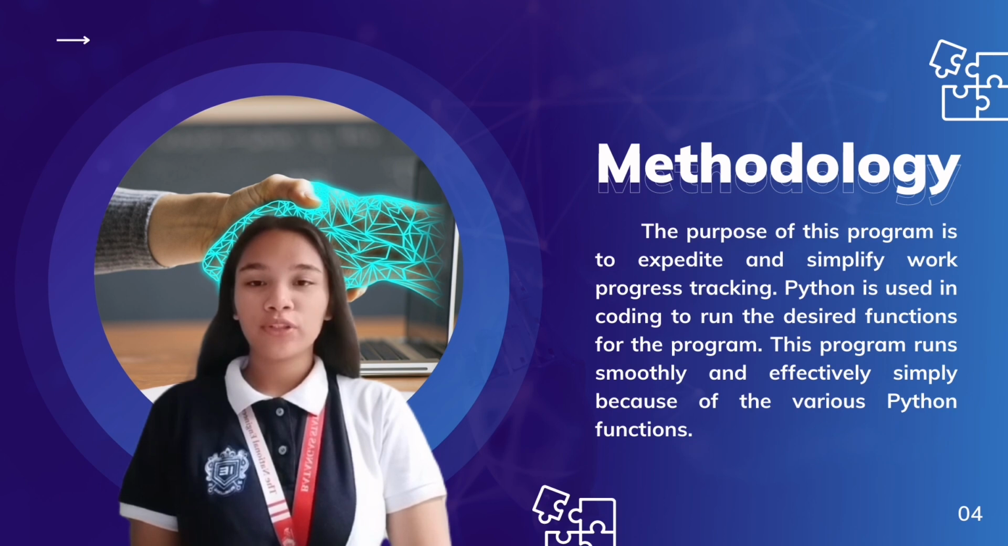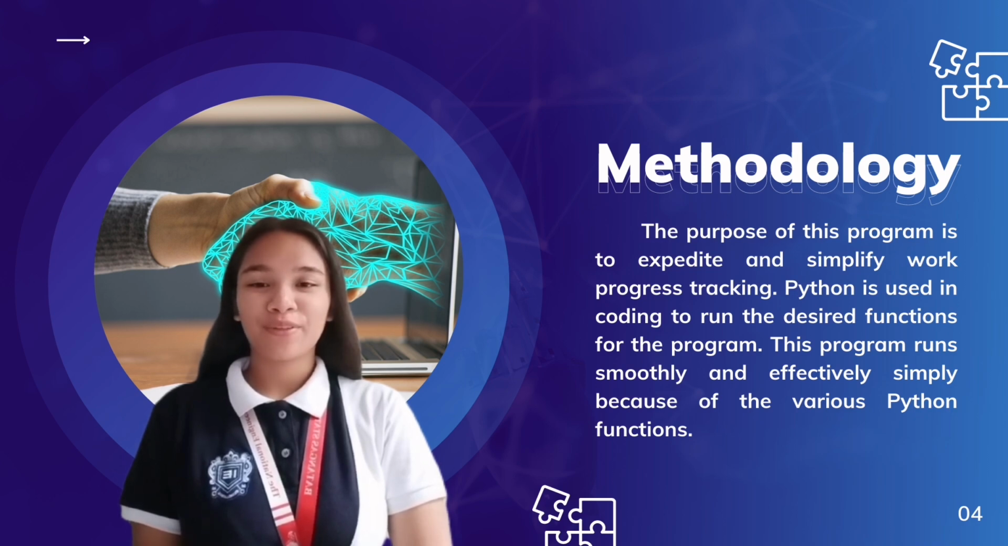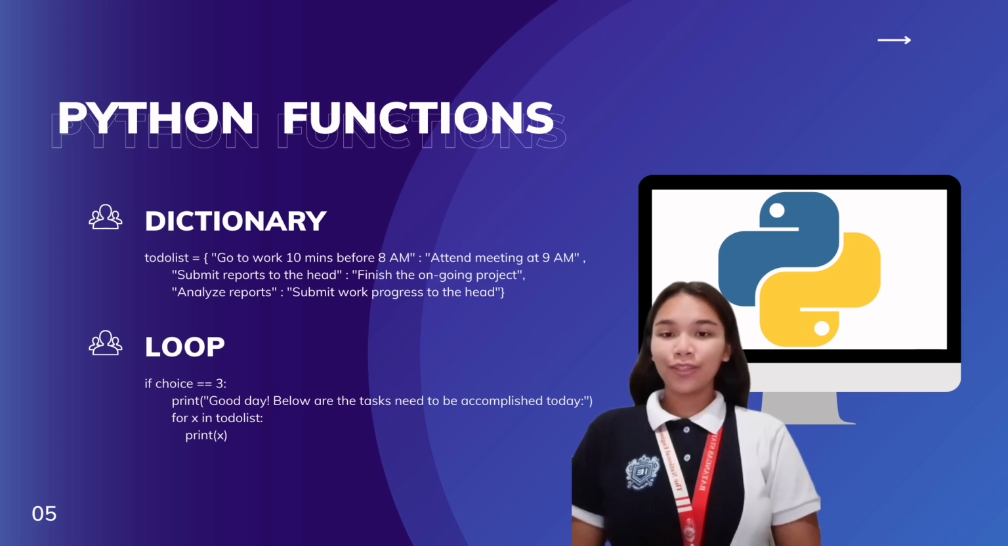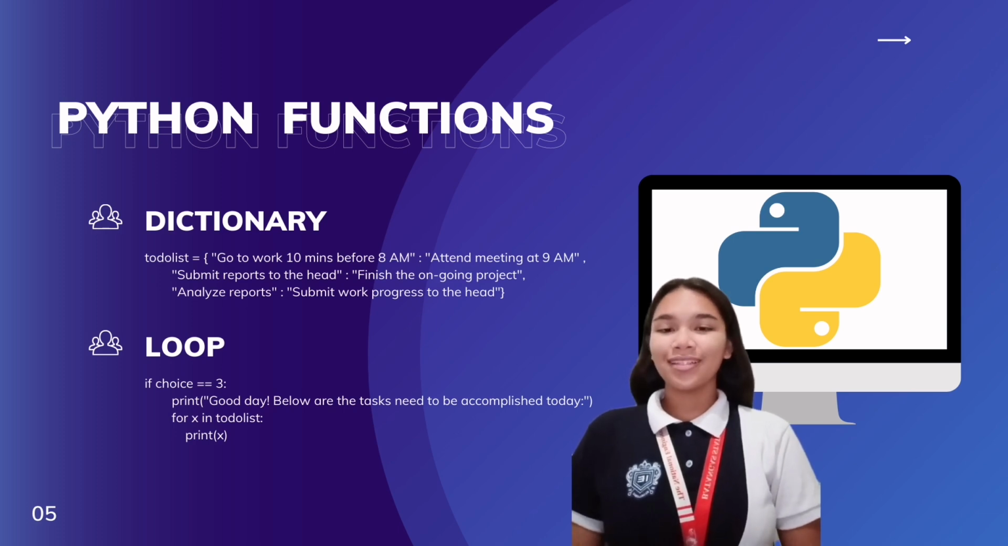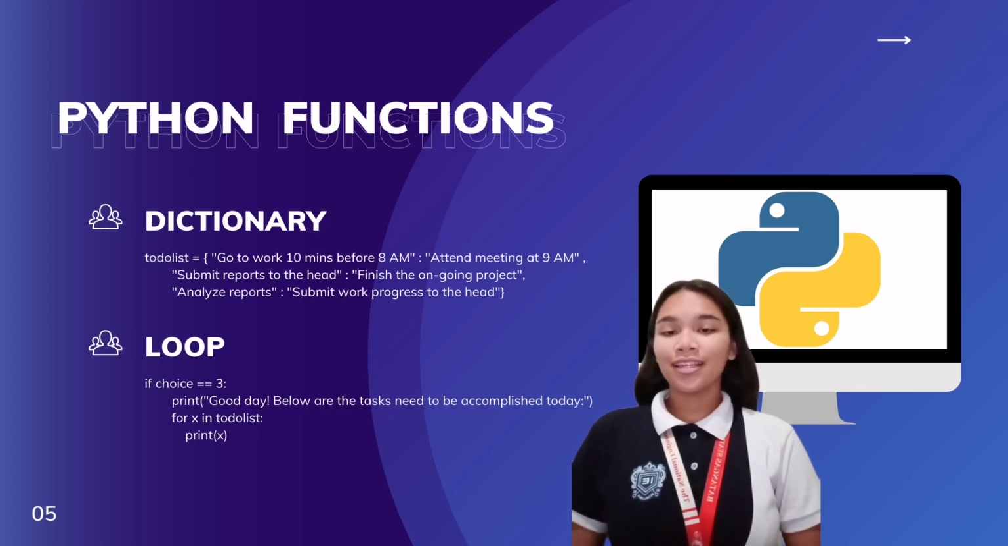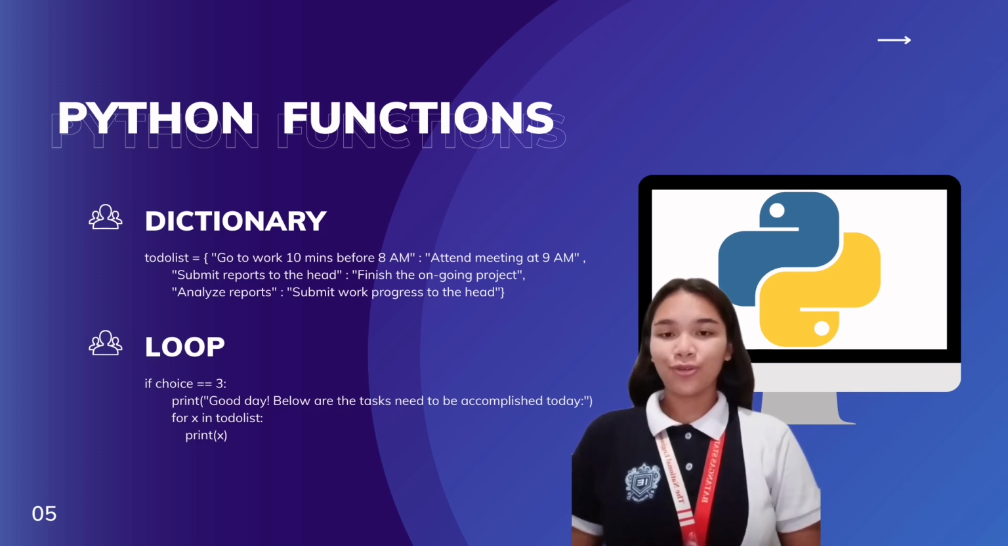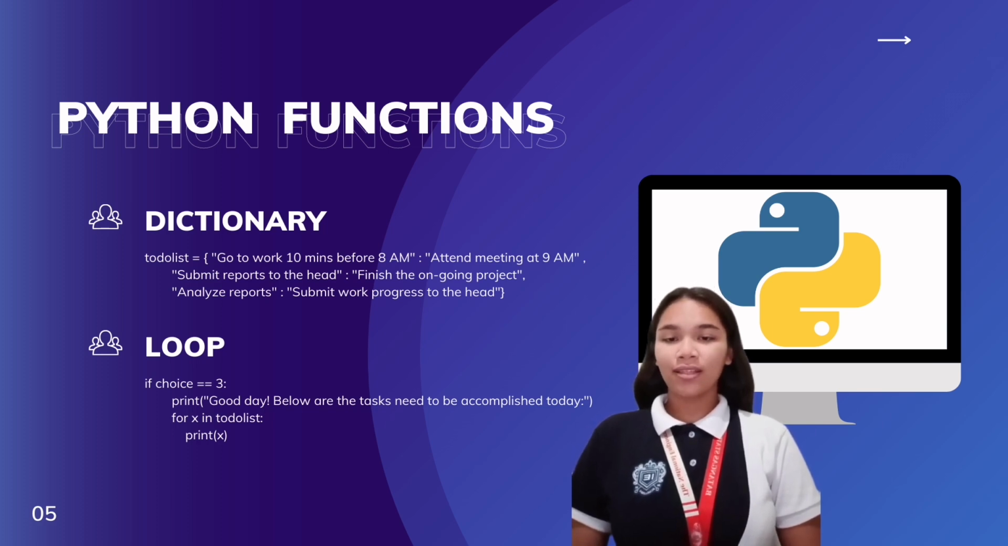Next is the methodology. In this part, we will discuss to you the Python functions we used in this program to make it efficient and useful for the users. The first Python function we used is the dictionary. As you can see, under the dictionary is an example code from our program that used this function. This function is used to show the list we needed in this program.